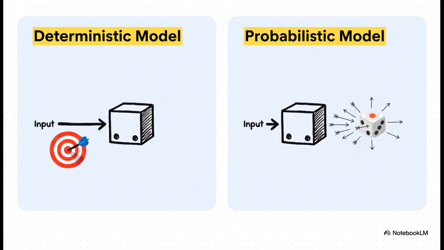Models can also be deterministic. That just means if you put the same info in, you get the exact same results out every single time. Think of a simple formula like distance equals speed times time. Or they can be probabilistic, and these are the fun ones. They embrace chance, they have multiple possible outcomes, kind of like rolling a pair of dice.